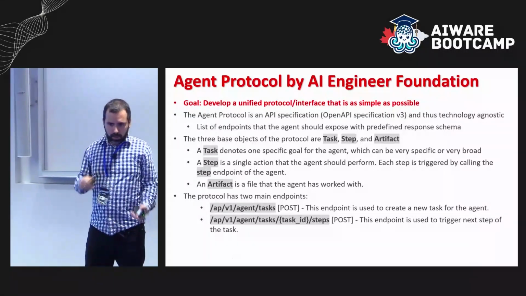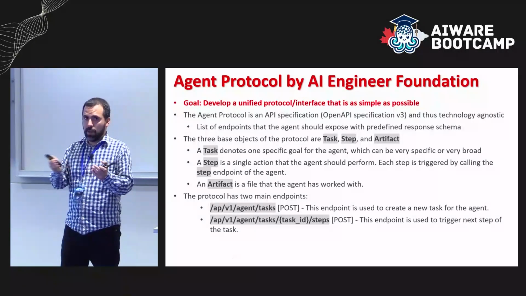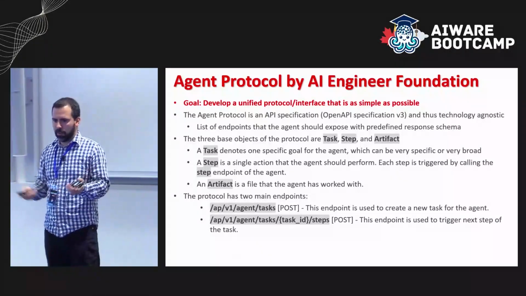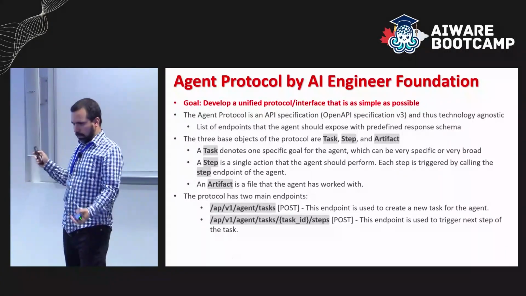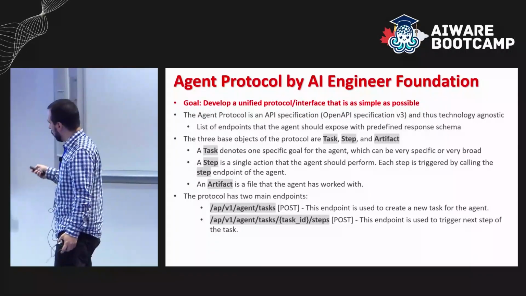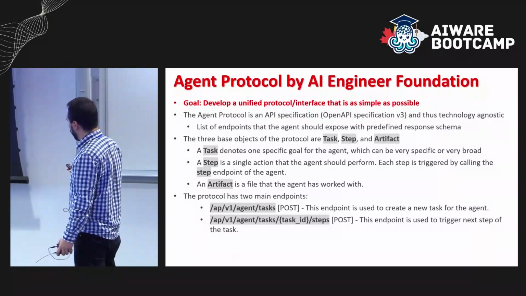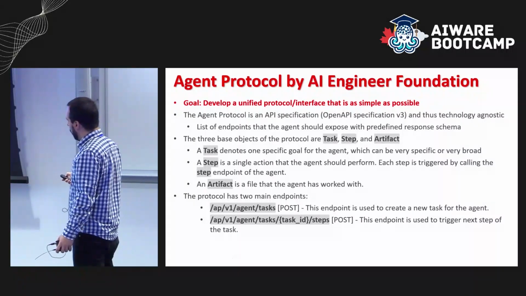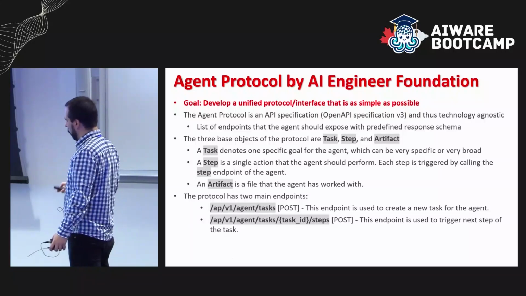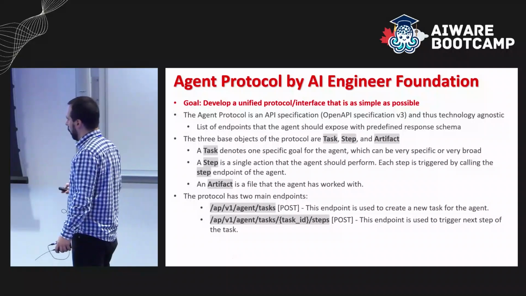The idea is to have a unified protocol, because it has to be very flexible, so it has to be easily adoptable, if that's a word, by everybody. So it needs to be really simple, right? So in their mental model, the protocol involves these three things: tasks, steps, and artifacts. A task denotes one specific goal for the agent, which can be very specific or very broad. You have a step, a single action that the agent should perform. Each step is triggered by calling the step endpoint of the agent. And an artifact, which is basically the output of the work that the agent has done.